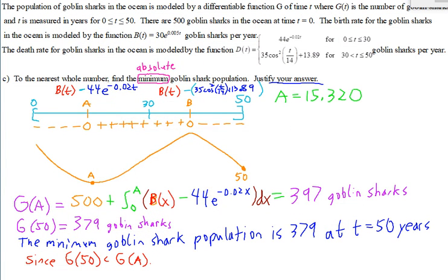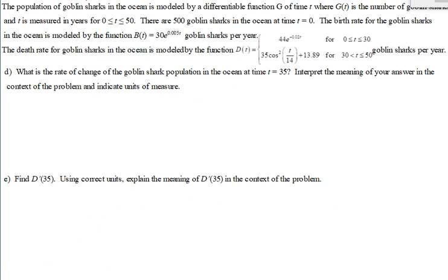So now let's go to part D. Part D says, what is the rate of change? That's just another word for the derivative. Rate of change of the goblin shark population in the ocean at time 35. And then interpret your answer in the context of the problem and indicate units of measure. So again, there's two components to the rate of change, the birth rate and the death rate. The birth rate increases the amount of sharks, death rate decreases the amount of sharks. So we're just trying to figure out what they are at 35.